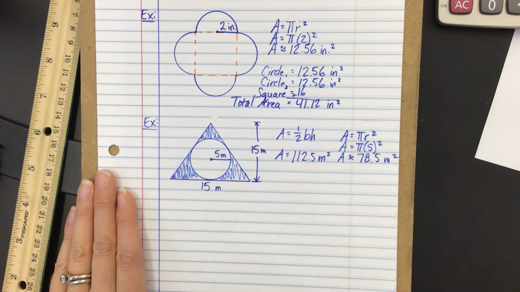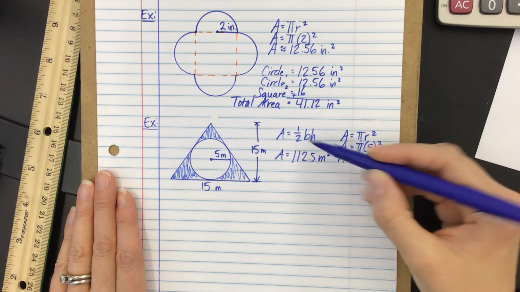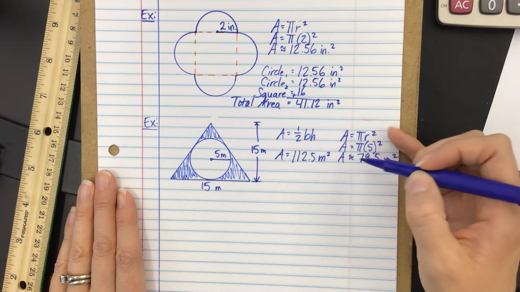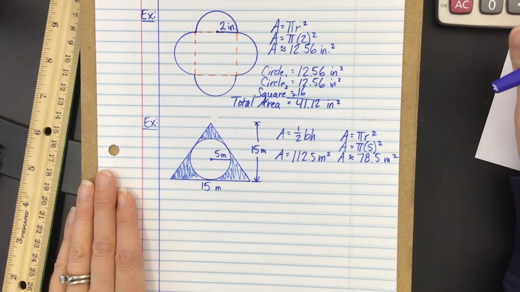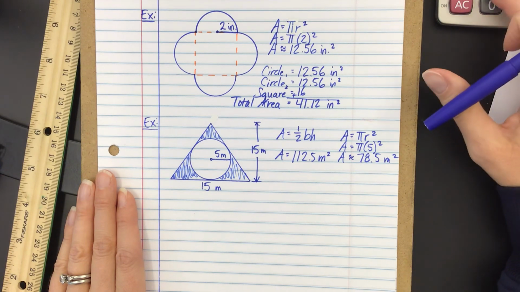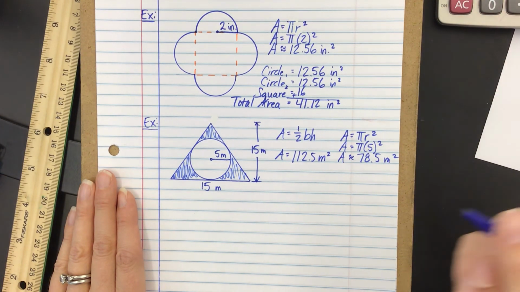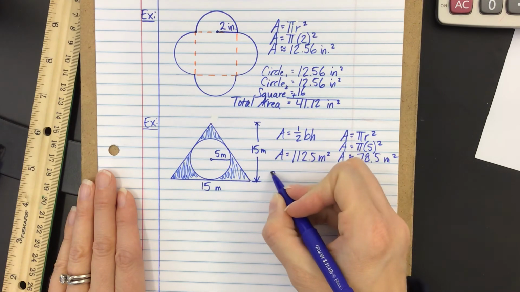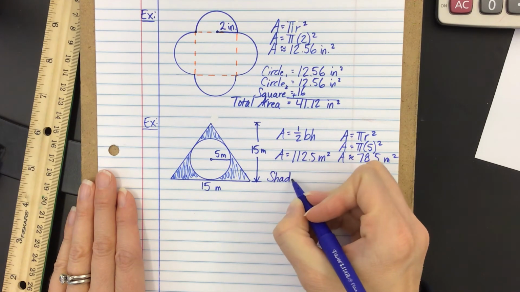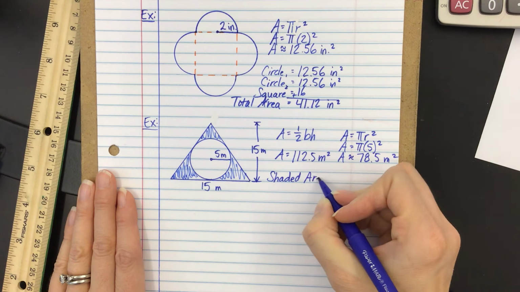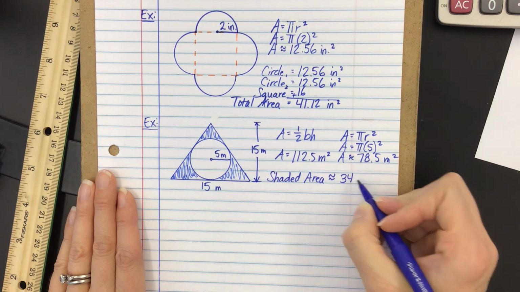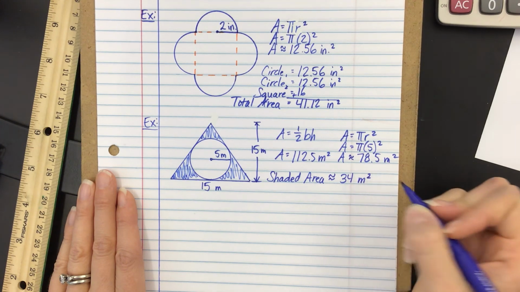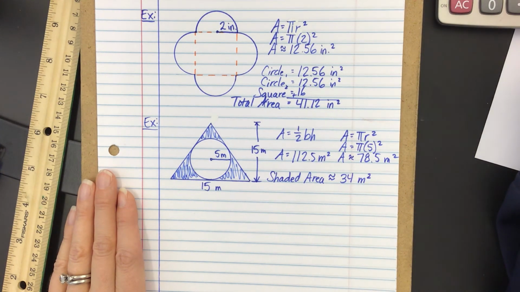So now what I'm going to do is take the area of my triangle and subtract out the area of my circle. So I'm going to do 112.5 minus 78.5. Okay. And I get that the shaded area here is approximately 34 meters squared. Does that make sense to everybody?